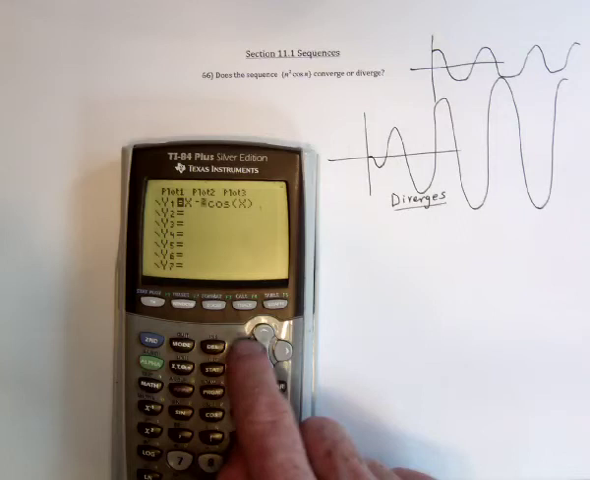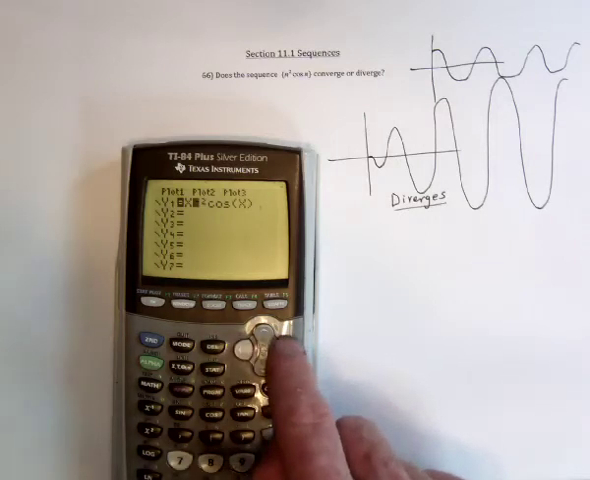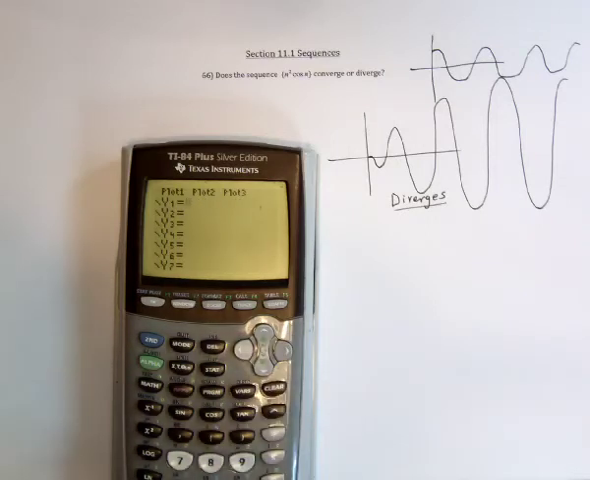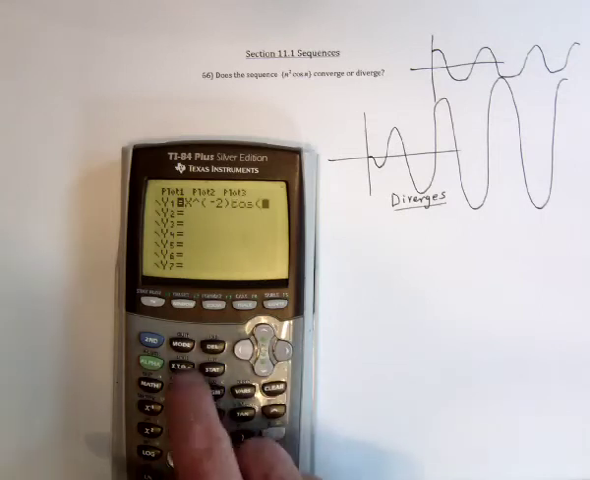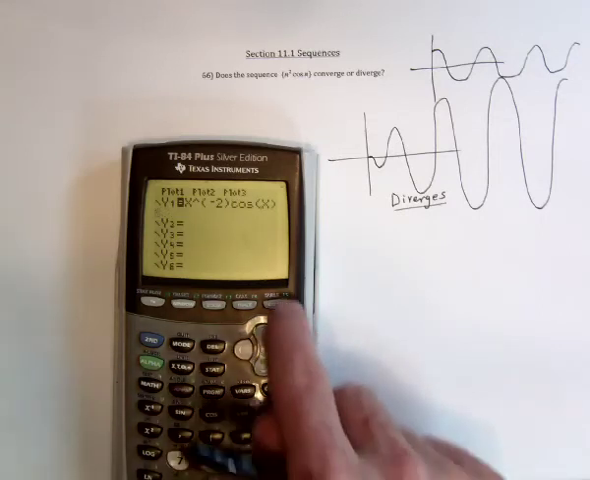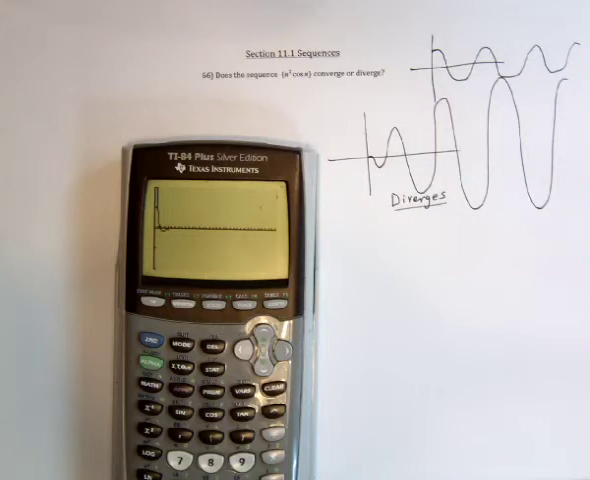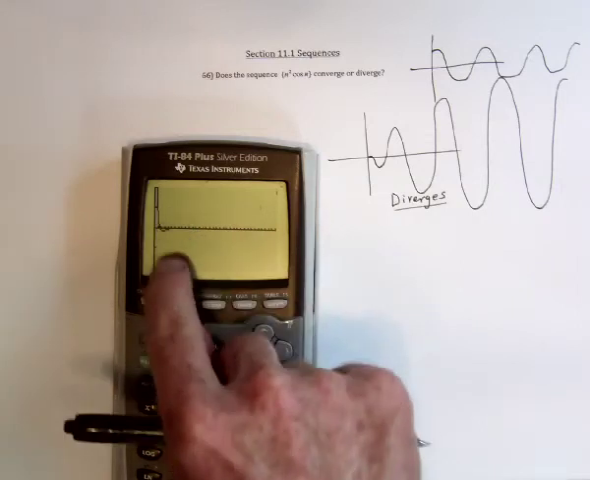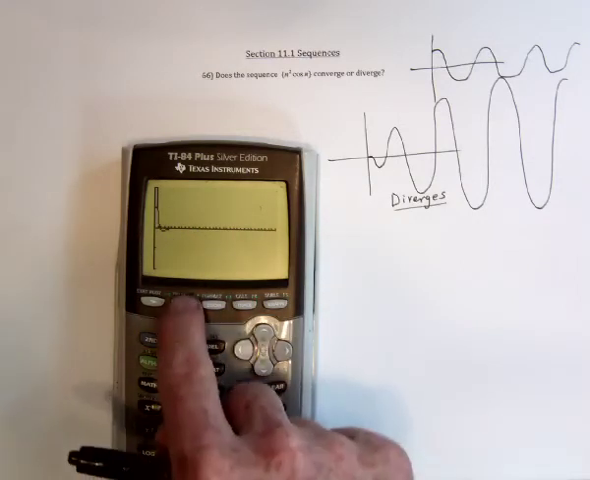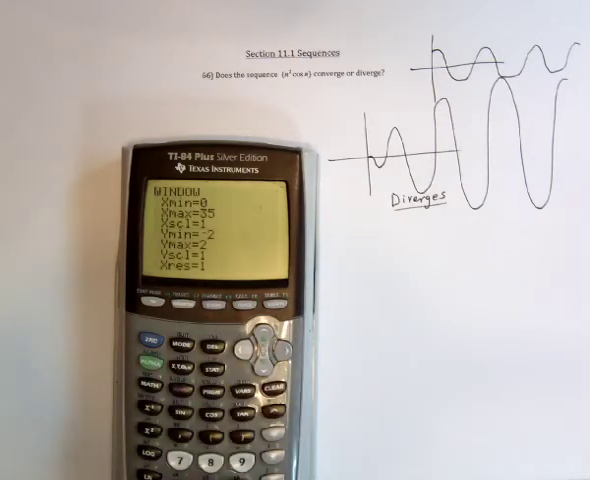It doesn't like that, so let me rewrite it as x to the negative 2 cosine. So then what's happened is almost the opposite. It started off really hyper, and then it calmed right down. So I guess I could change this to something smaller. I could zoom in.